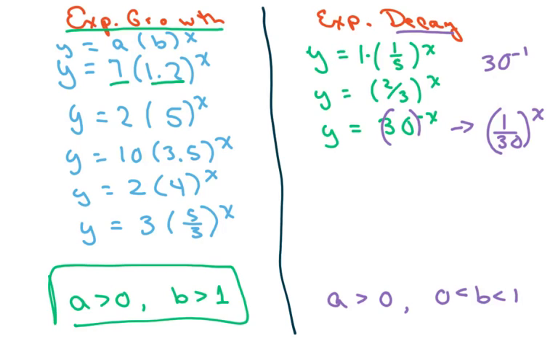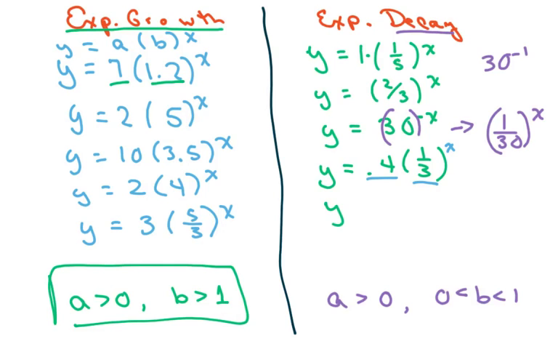And then we have, let's do some more. y equals 0.4 to the 1/3. Okay. My a is positive here. And my b is in between 0 and 1. And let's do one more.